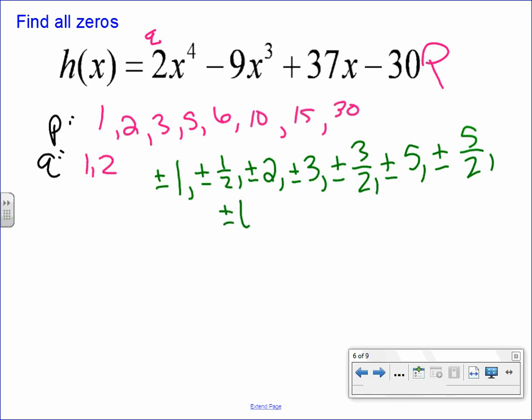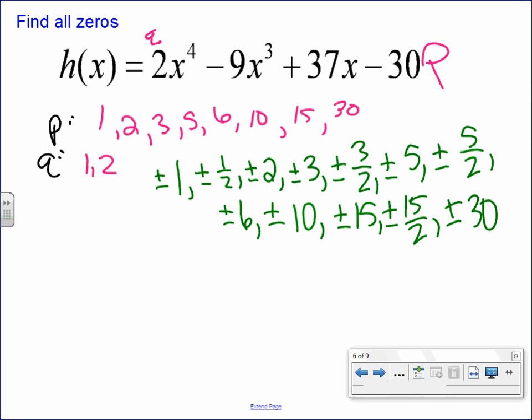Positive or negative 6 over 1. Positive negative 6 over 2. Already on our list. 6 divided by 2 equals 3. Already on our list. Positive or negative 10 over 1. Positive or negative 10 over 2. Already on our list. Positive or negative 15 over 1. Positive or negative 15 over 2. Positive or negative 30 over 1. And 30 divided by 2 is already on our list because it equals 15. Whew. Takes forever.